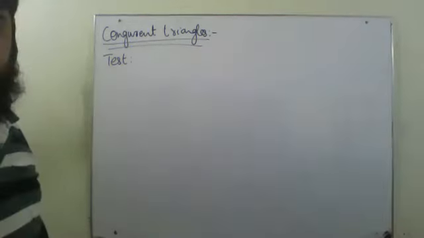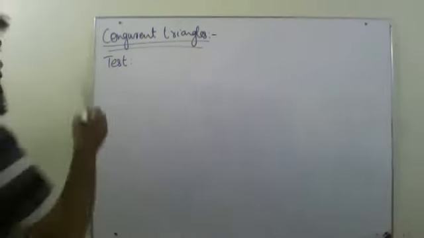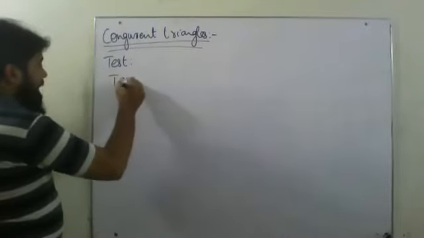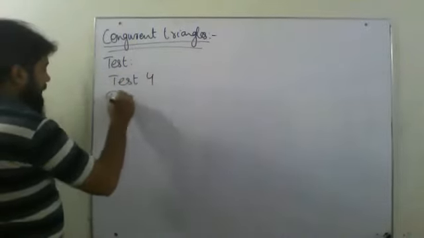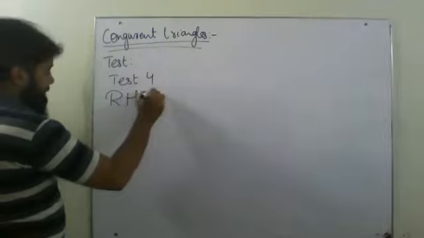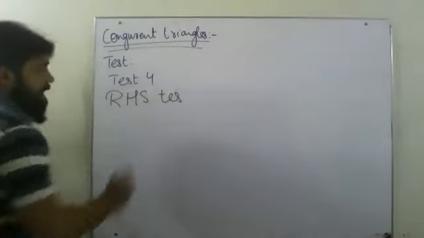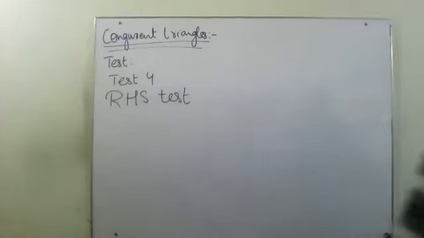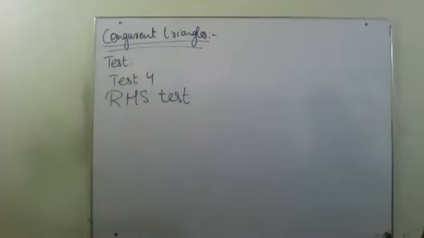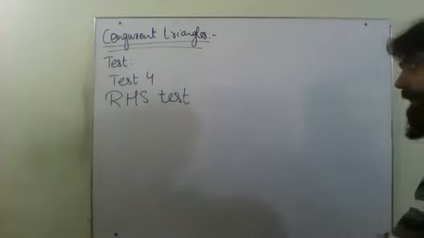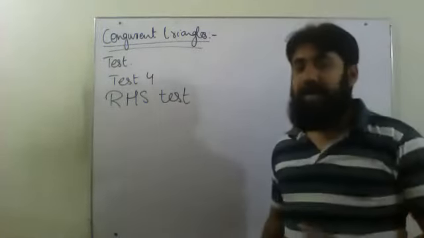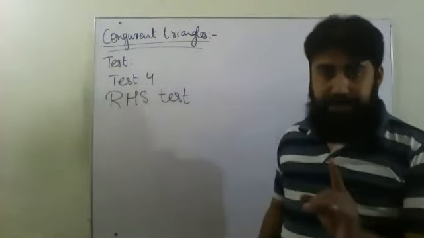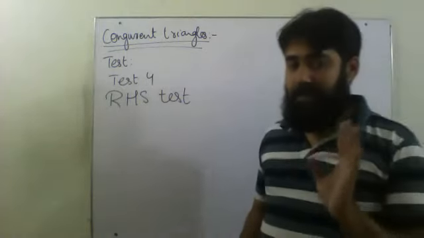Okay. Test number 4, everyone. Test number 4 is the RHS test, which is basically the right angle hypotenuse side test.